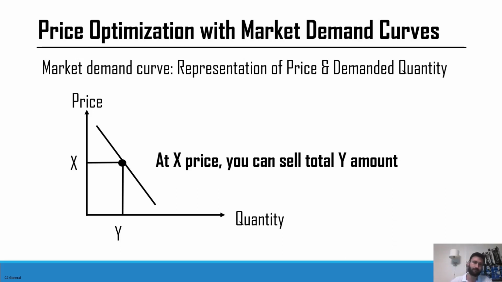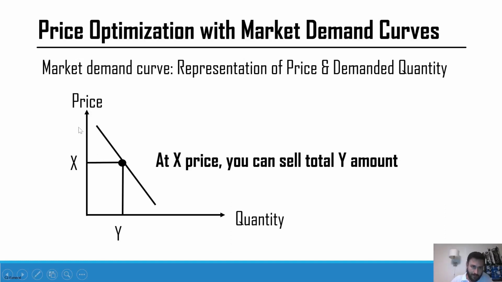So let's start. Market demand curve is basically a representation of price and demanded quantity. As you can see here, this is the price of your product and this is the demanded quantity from the market. Basically, if your price is at this point, the demand of quantity is at this point.